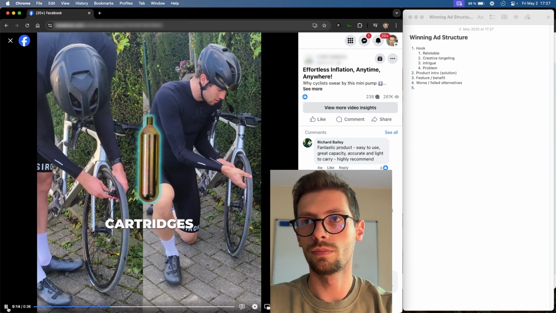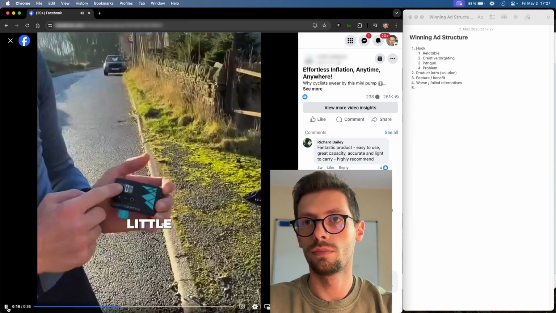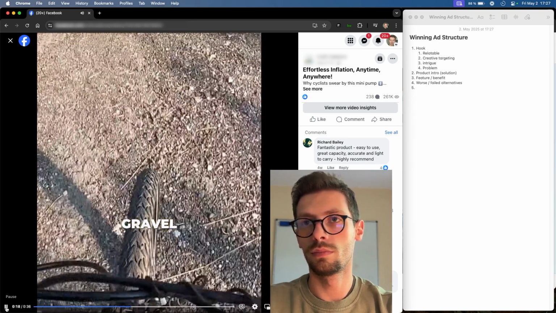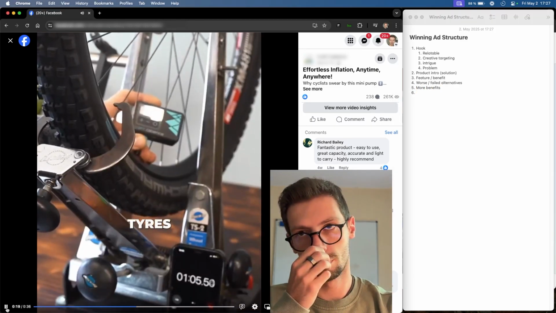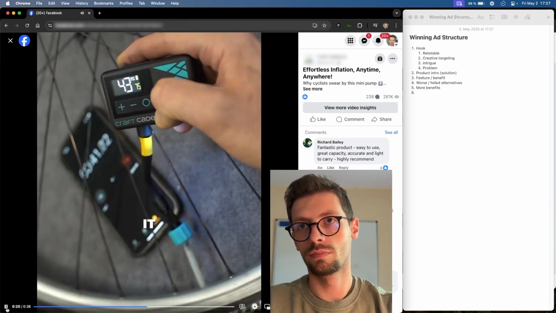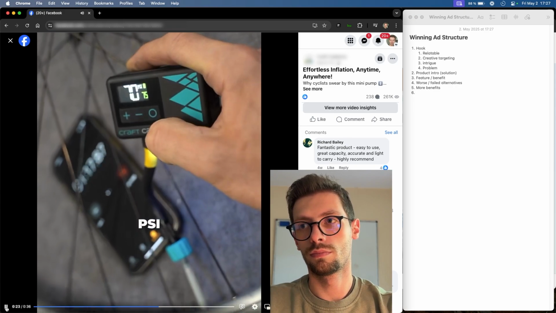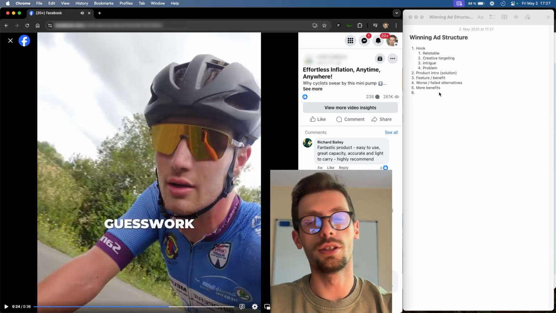Let's keep watching. On single-use inflations. But this little guy, it inflates road, gravel, and MTB tires on a single charge. Now we have more benefits in comparison. Plus, it stops automatically at the perfect PSI. No more guesswork. And additional benefits.